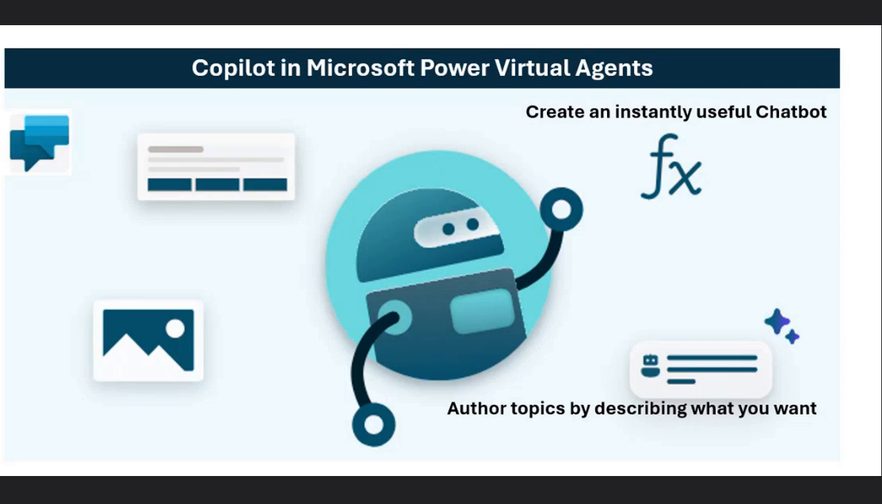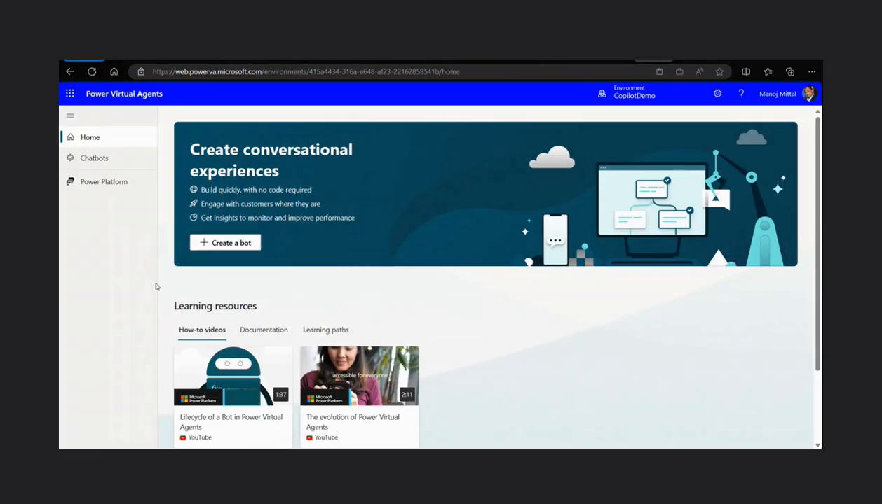Once we create a chatbot with a Copilot, it creates a chatbot which can respond to users with relevant information. Second is authoring: author topics by describing what you want. Virtual Agent creates topics by default, with a conversational response, and multiple types of nodes get generated. Let's see in action how it works.